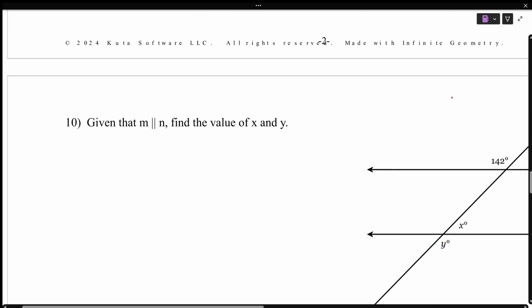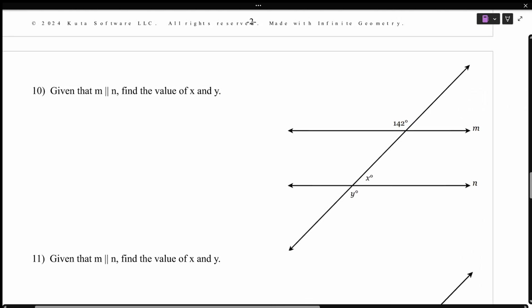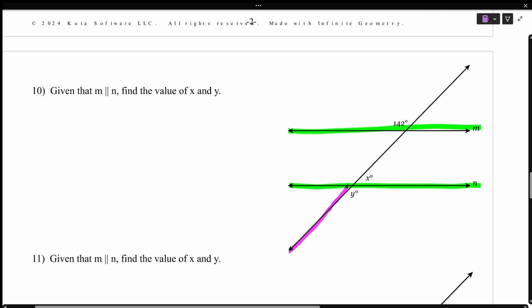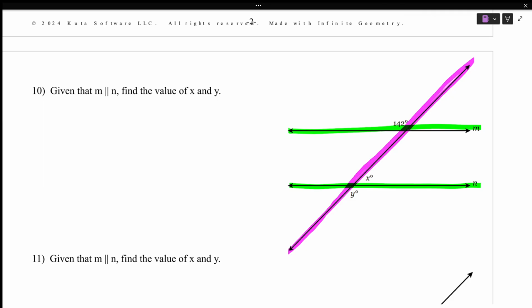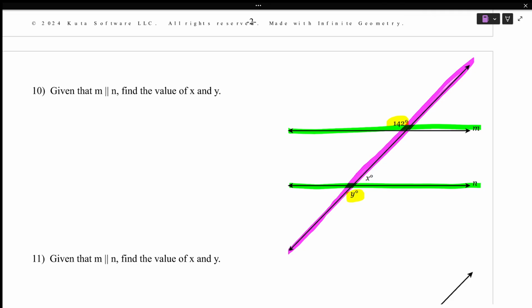So let's look at number 10. Very straightforward here. Given that M and L are parallel, so these two are parallel. This is the transversal here. Find the measure of x and y. Let's take a look at the 142 and y real quick. Try to think about what kind of angles we have here. 142 and y. What kind of angles are they?